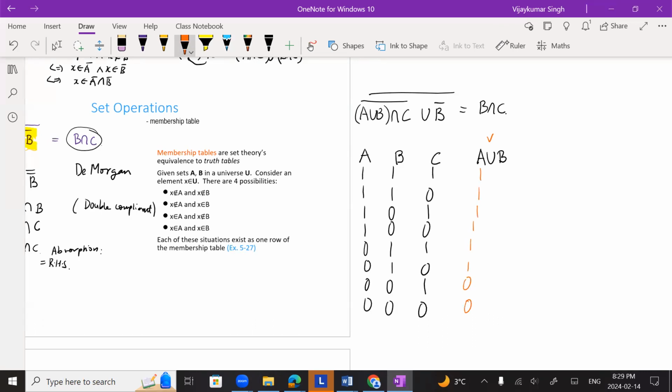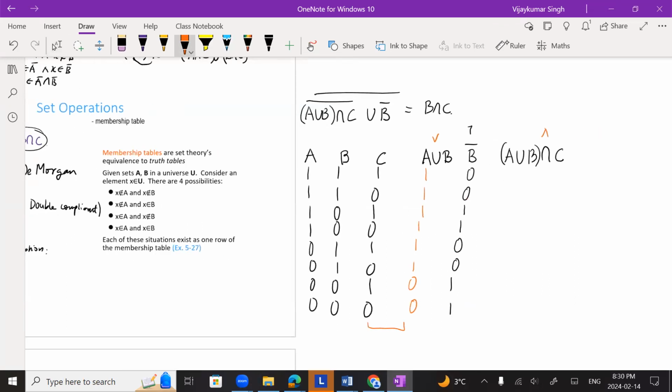Okay. Now we have what? B complement. Let's use the same color pen. B complement is exactly the negative of it, right? So it's going to be 0, 0, 1, 1, 0, 0, 1, 1. Okay. Now I need basically, oh, I should have intersected this with C, right? So I can do it here, A union B intersection with C, right? So again, this is going to be an AND operator for A union B.